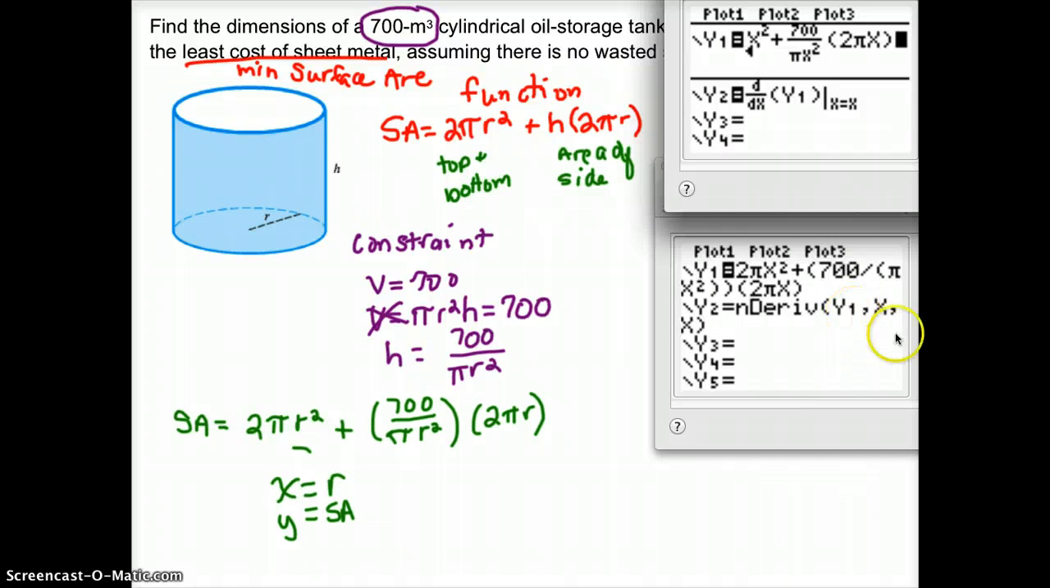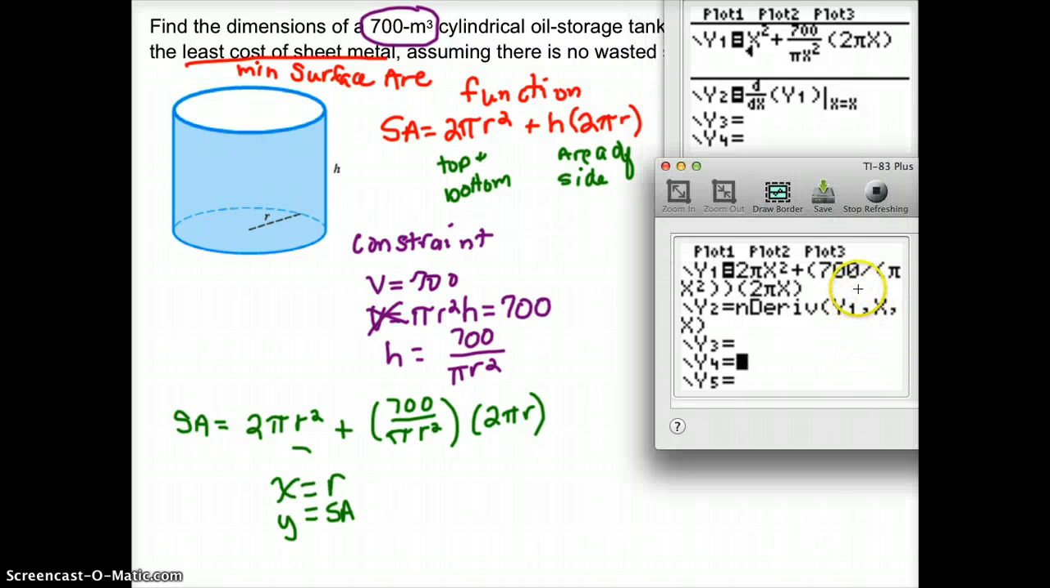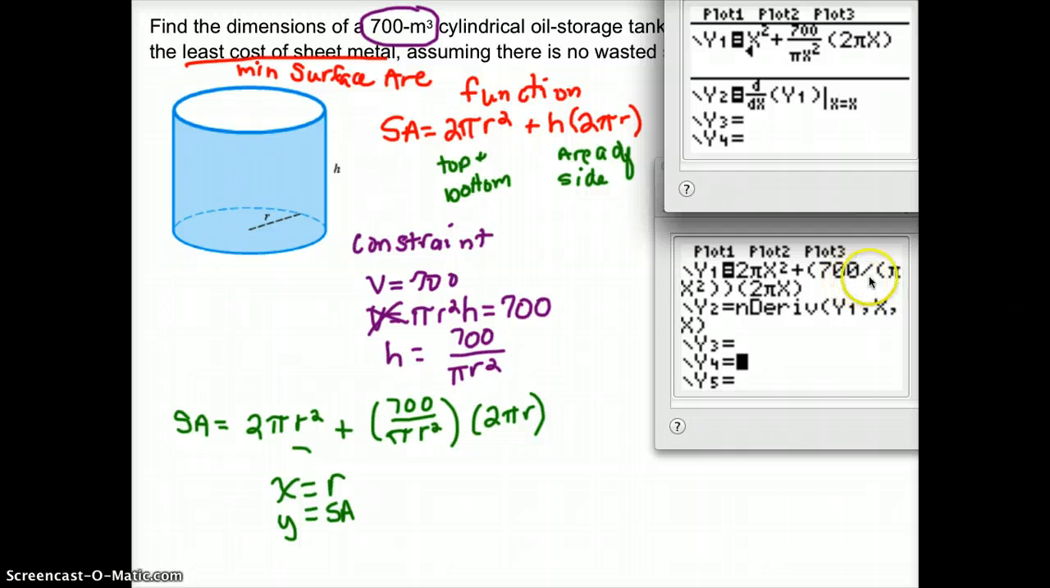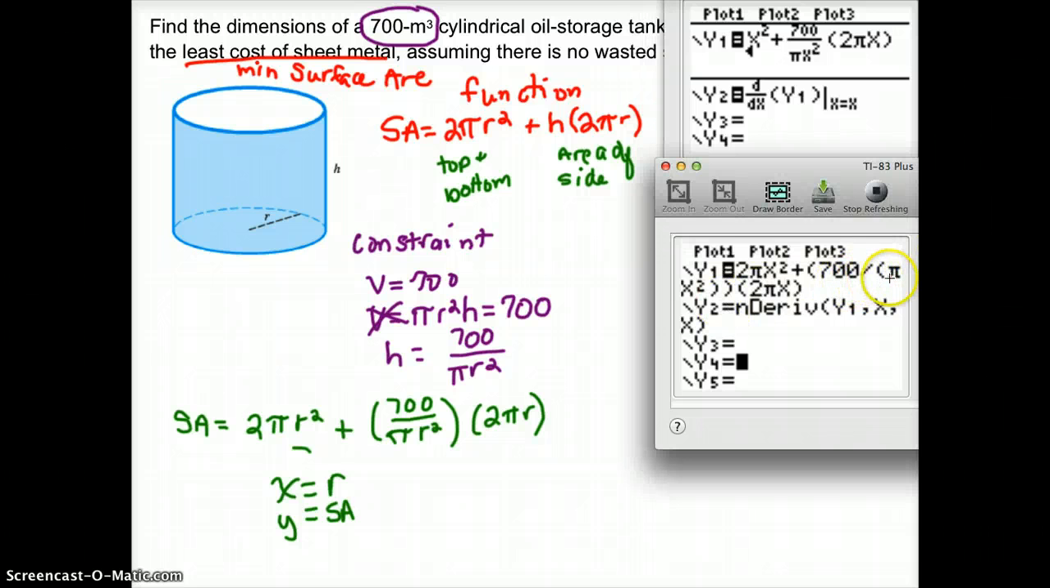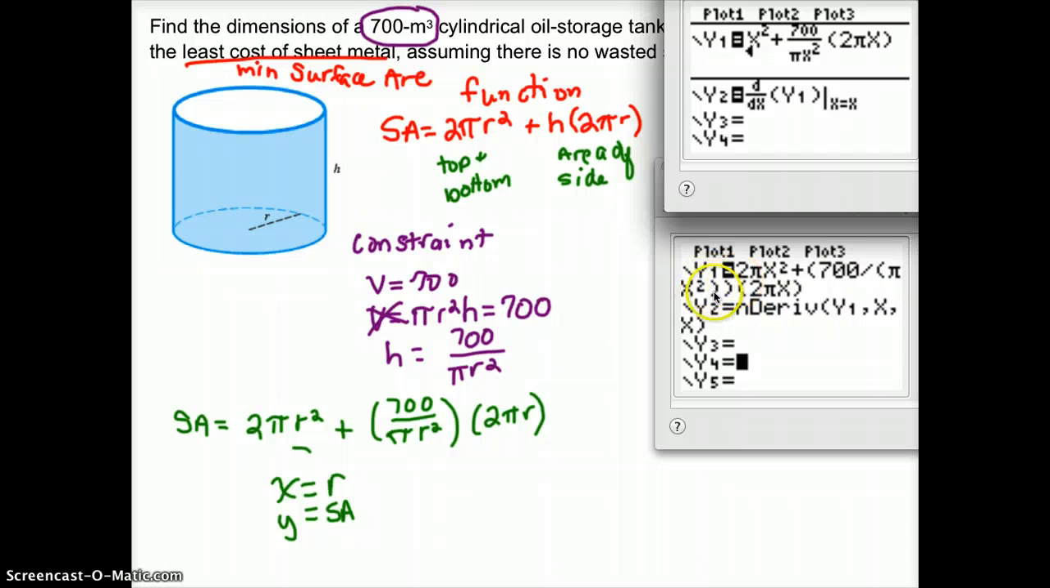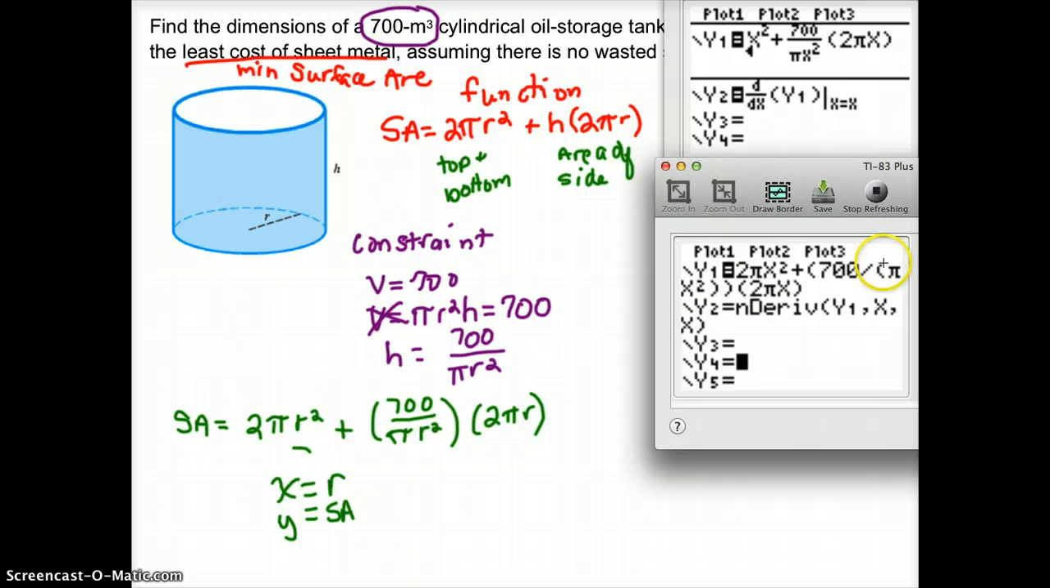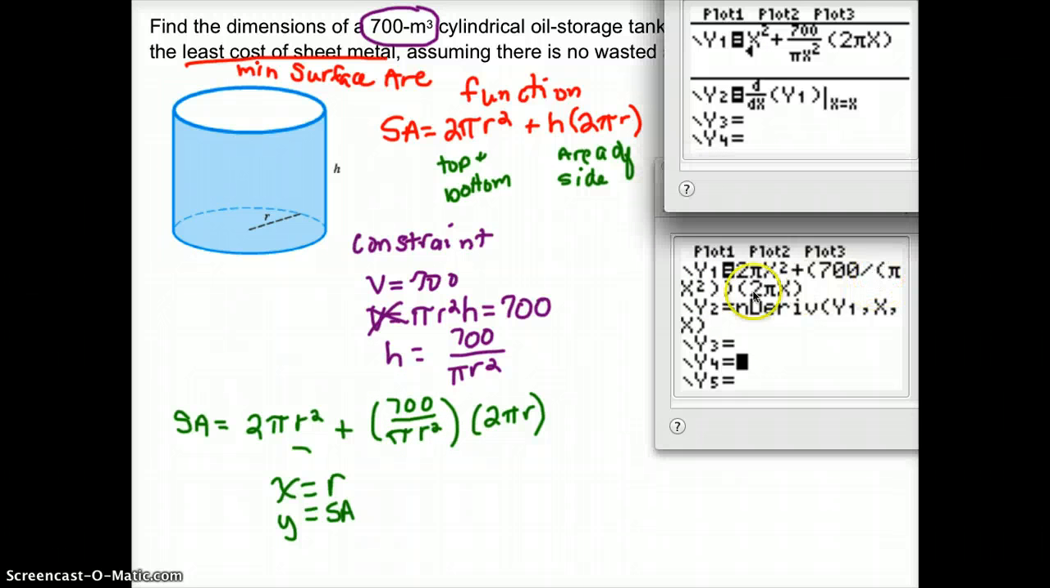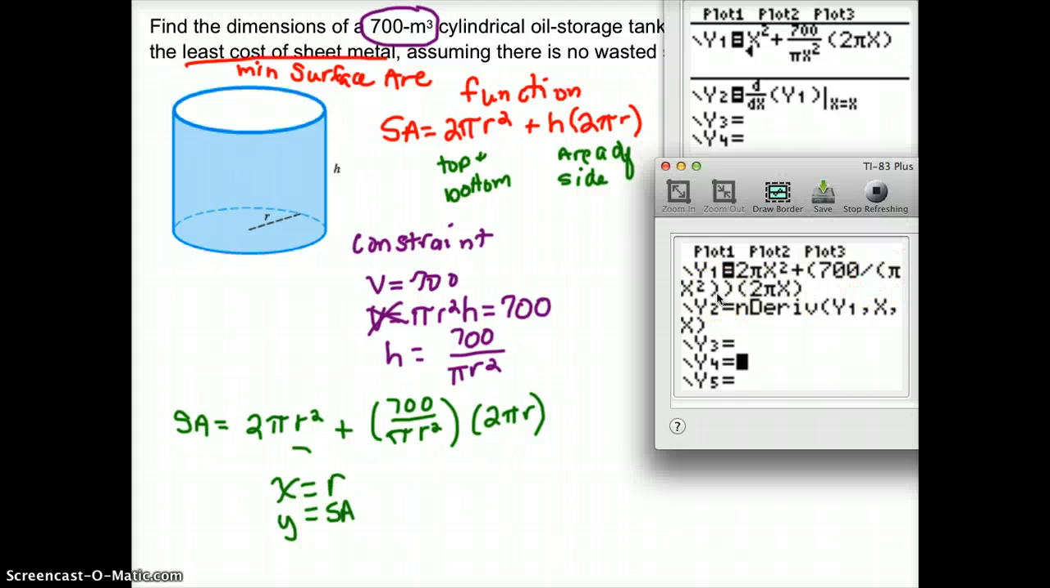If you're on your 83, which is the bottom one, there are a couple things you need to watch out for. On the 83, make sure you have parentheses around just the denominator of this fraction, that's 700 over pi x squared. So here's the beginning parentheses around the denominator, and here's my end parentheses around my denominator.